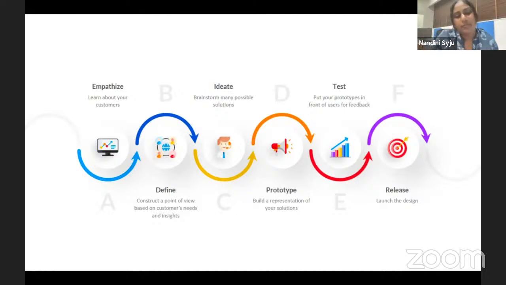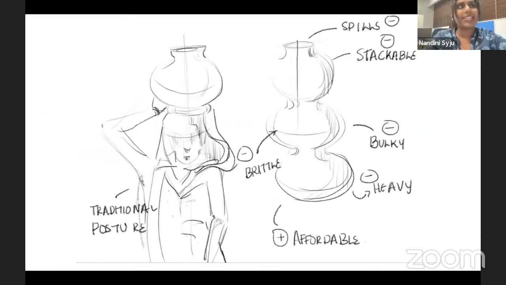But why did I put this here? Because I want you to understand the first point, that is empathize, learning about your users. The flow goes empathize, define, ideate, prototype, test, and launch. The first and the third points are the ones that you are going to be tested on in the UC paper: empathize and ideate. So empathize how? Empathize why?